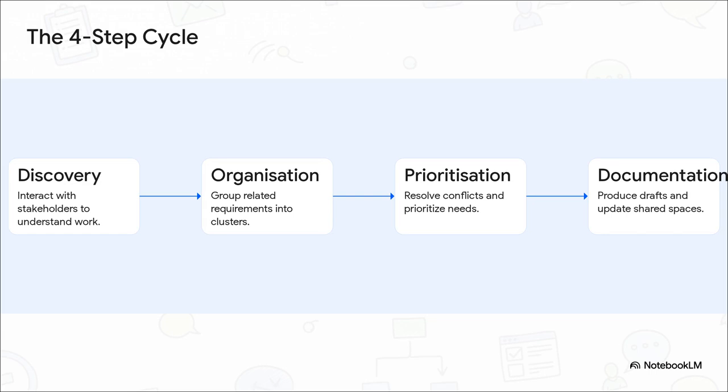Step 1 is discovery and understanding. This is where you're actually interacting with stakeholders to find out what they do. Step 2 is classification and organization. This means taking that giant, unstructured mess of notes and grouping related requirements into coherent clusters. Step 3 is prioritization and negotiation. Remember those stakeholder conflicts we just talked about? This is where you resolve them, getting everyone to compromise. And finally, Step 4 is documentation. This is where you create the actual draft document or update the shared wiki.